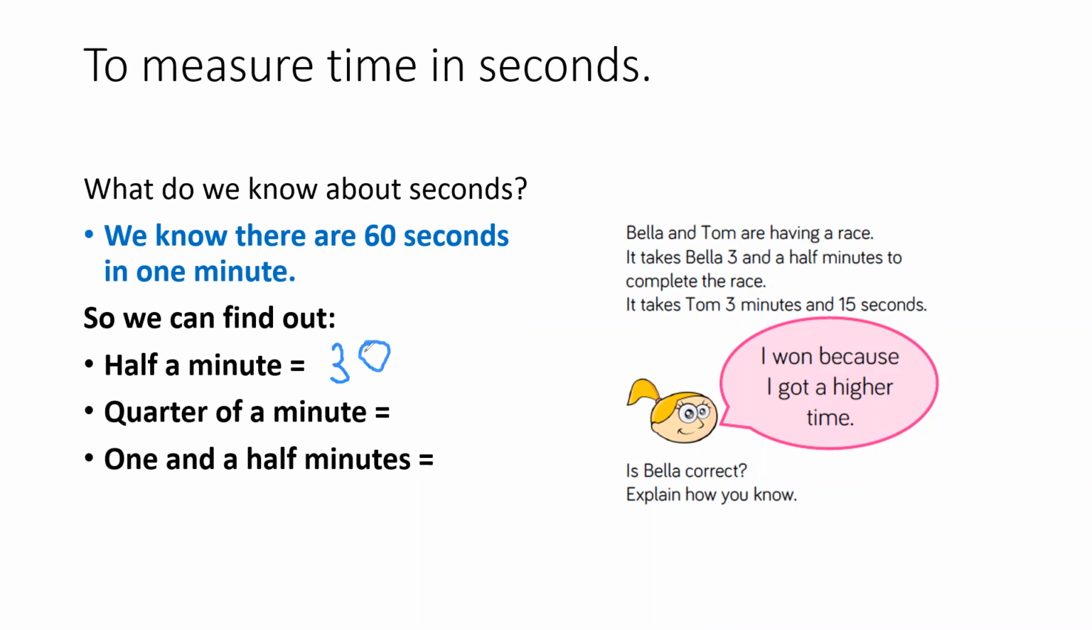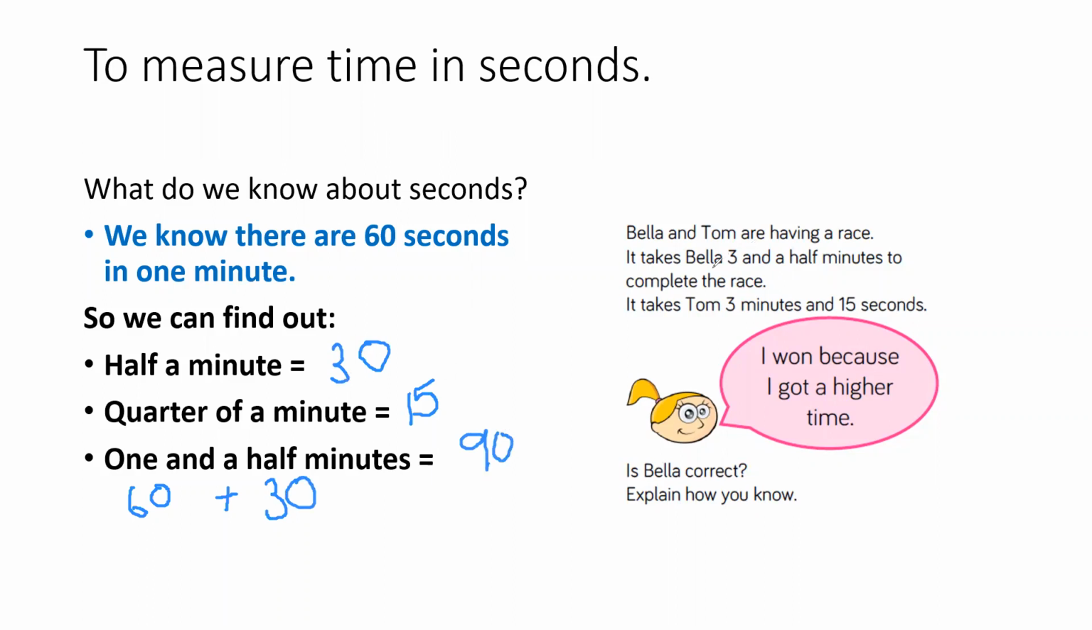We'll also know, if we halve that again, that a quarter of a minute has 15 seconds, and 4 quarters makes 1 whole, so 4 15s make 60. So we can find out other facts. What's 1.5 minutes? 1 minute is 60 seconds. Half a minute is 30 seconds. So we know that 1.5 minutes actually has 90 seconds. So that works really nicely.